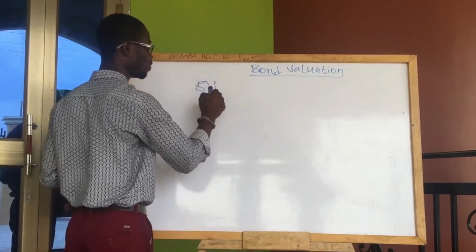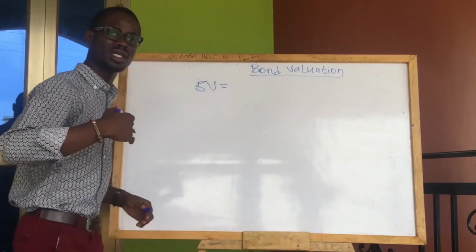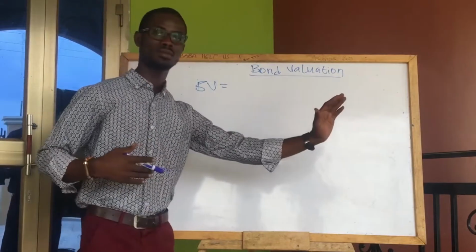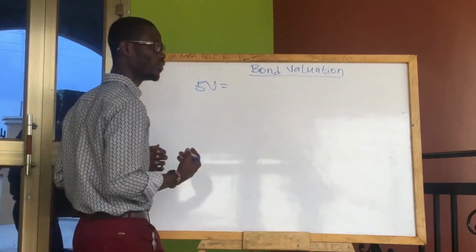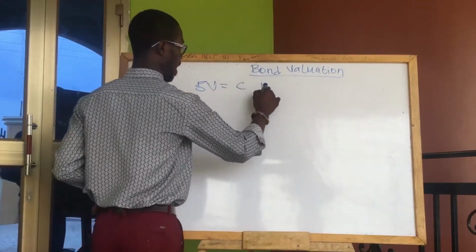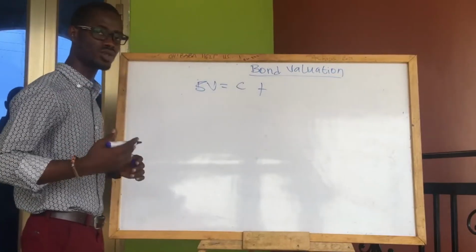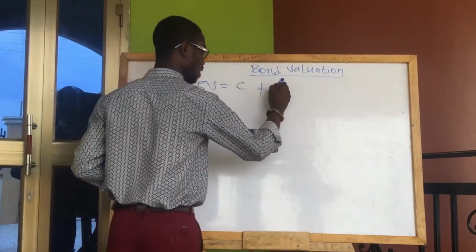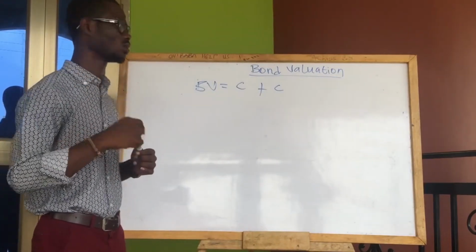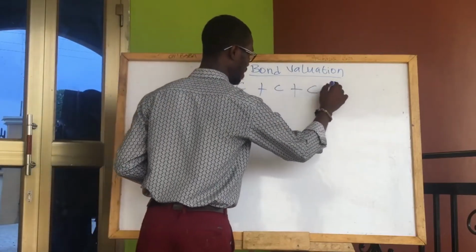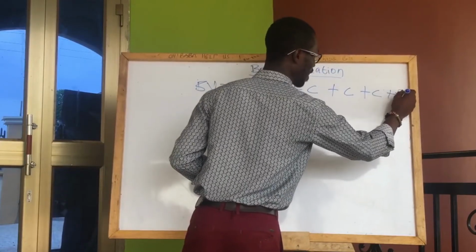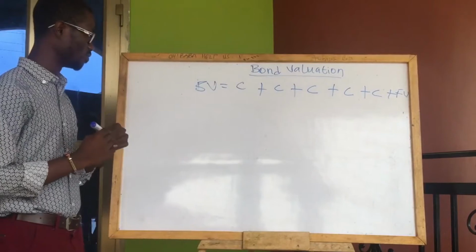Price of a bond value is equal to the income, the cash flows for the period. So if in the first year you are going to receive a coupon payment, that is C, plus another year you are going to receive another coupon payment, another C. If, for example, you've lent to someone for 5 years, plus another C, plus another C, plus another C, plus the face value that you are going to receive.